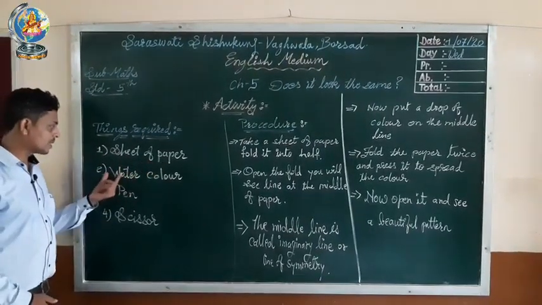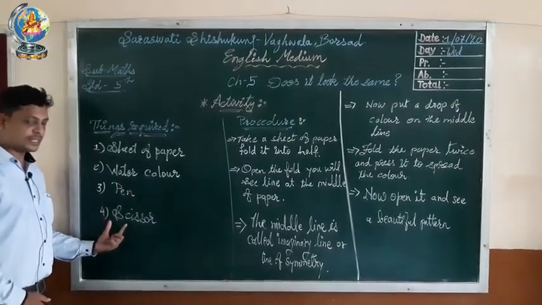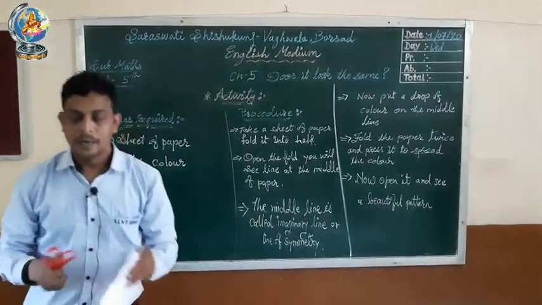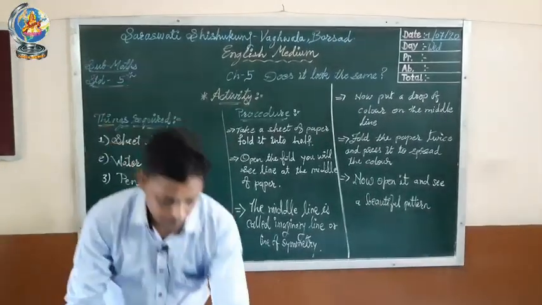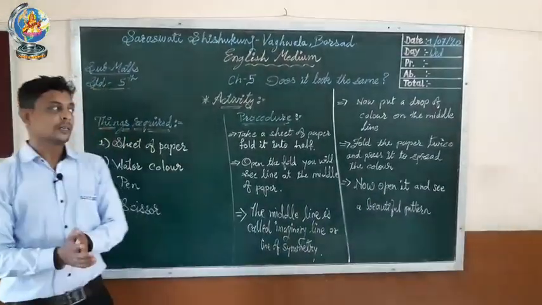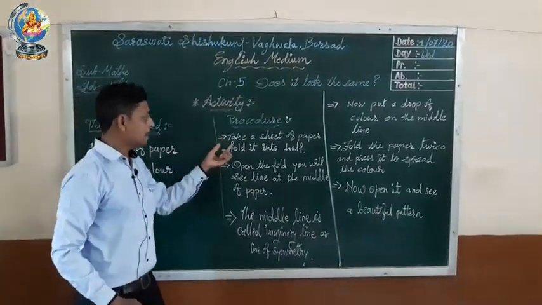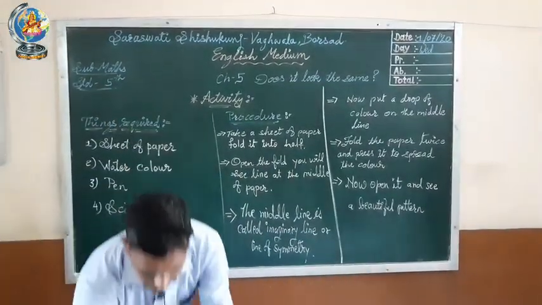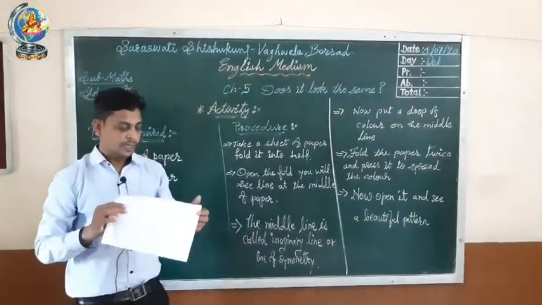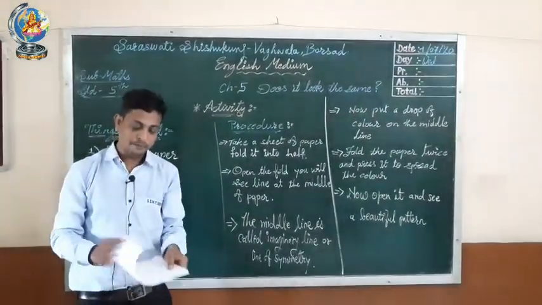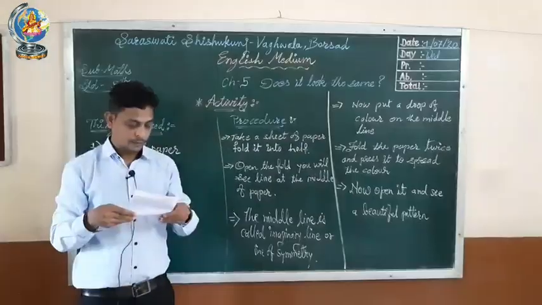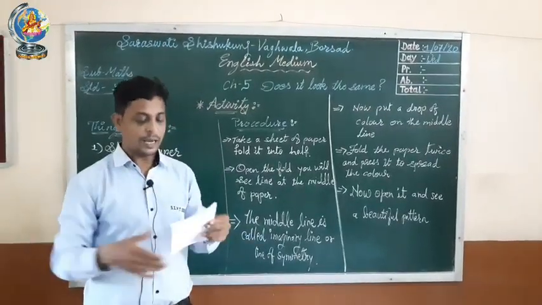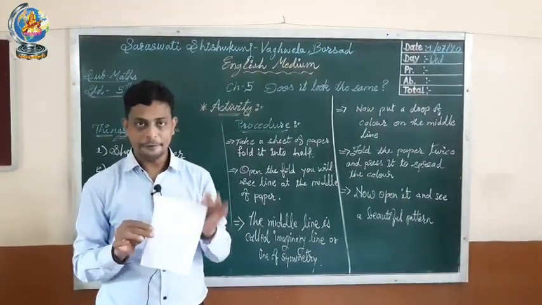Sheet of paper, watercolor, pen and scissor. Procedure. First point, take a sheet of paper and fold it into half. First of all, you have to take a paper and fold it in half. Means I am folding here, you can see half of paper. I have folded this paper and it is half.